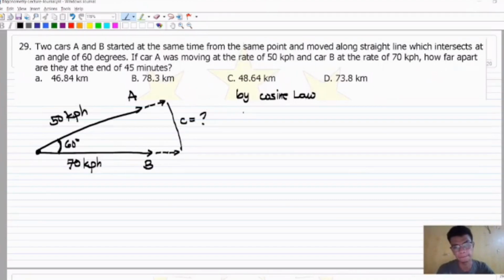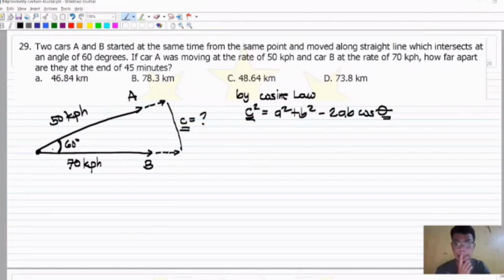So by cosine law, C square is equal to A square plus B square minus 2AB cosine theta. Wherein C nga at saka yung theta must be opposite each other. Tulad nito, hinahanap natin si C, ang opposite niya ay si 60. Kaya 60 ang theta natin. Pero yung given na 50 kph at 70 kph, hindi pa iyan yung distance na gagamitin natin sa cosine. So kunin muna natin yung distance using the formula speed times time.